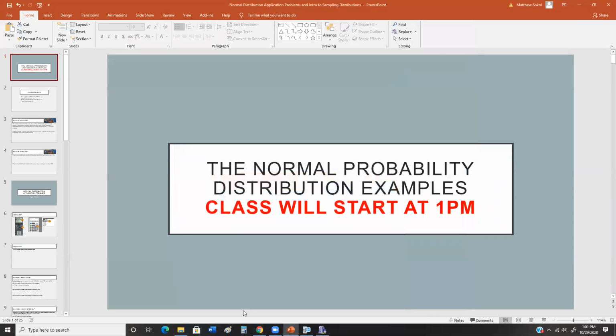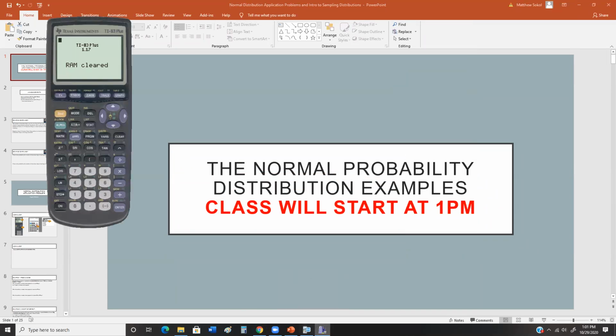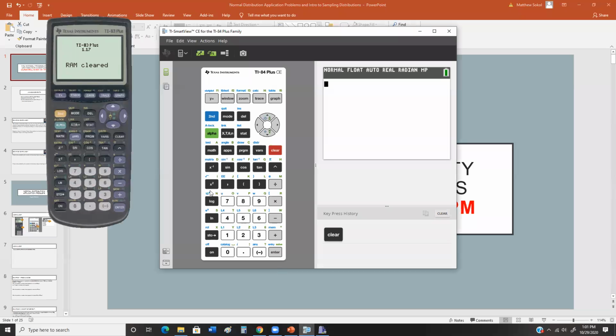And then how many people have their graphing calculator with them today, either the TI-83 or the TI-84? Anybody have? All right. Definitely keep this handy.